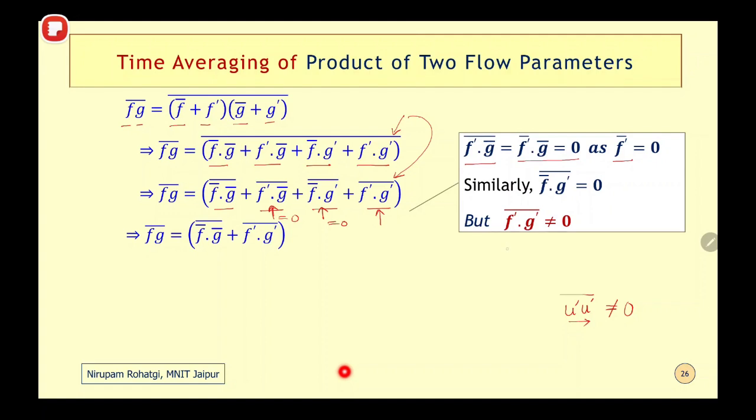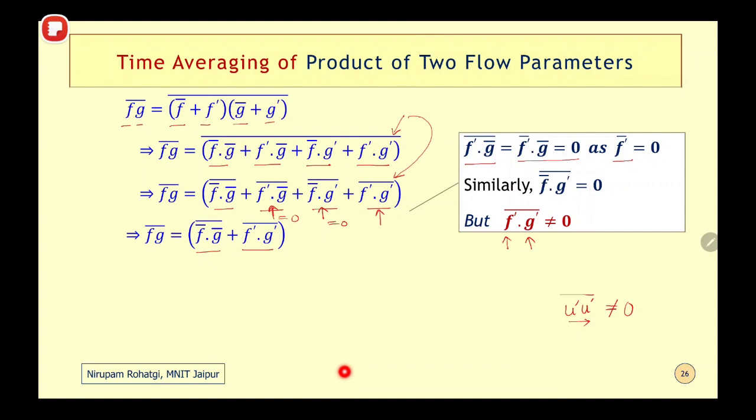If you are multiplying f prime by g prime, it's quite possible that f is positive, g is also positive. When f is negative, g is also negative. So what will happen is that the average will not be 0. So this term will remain there.